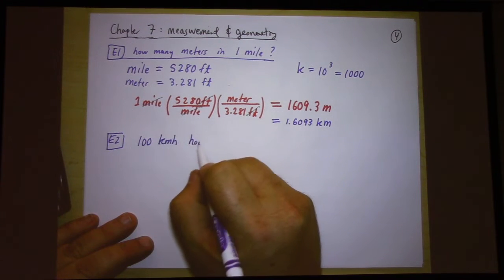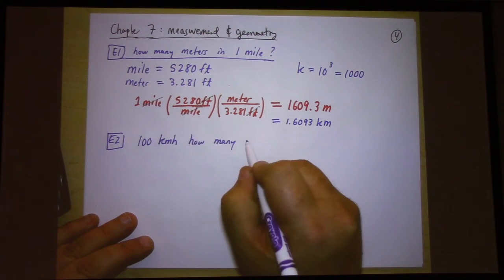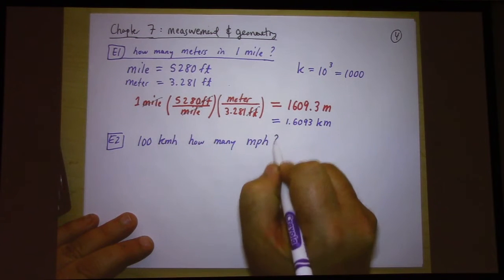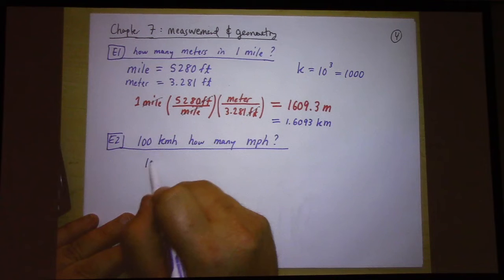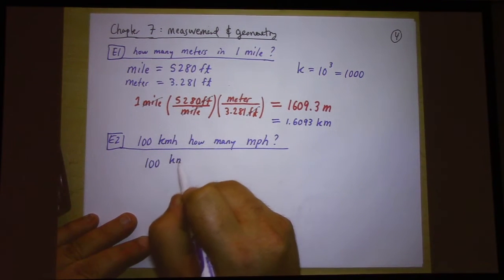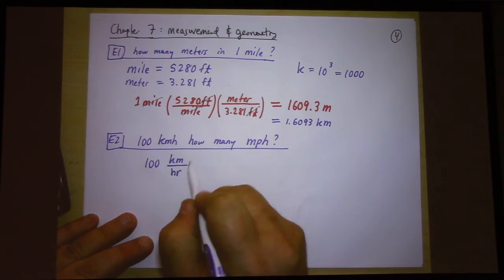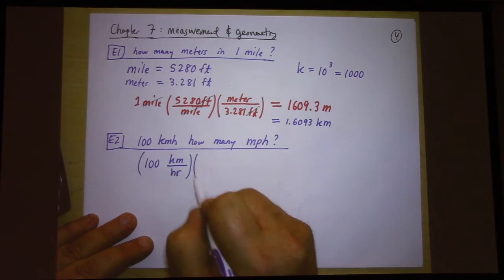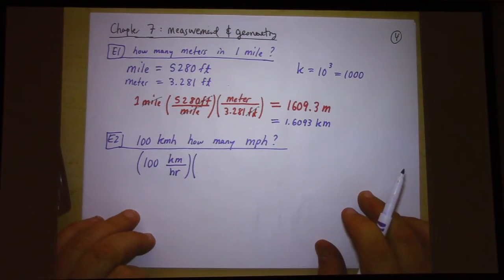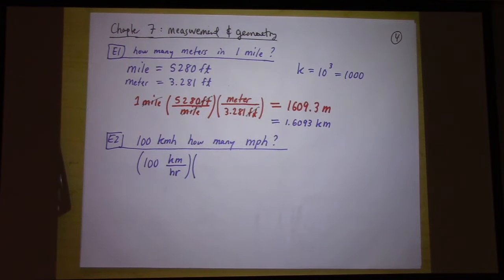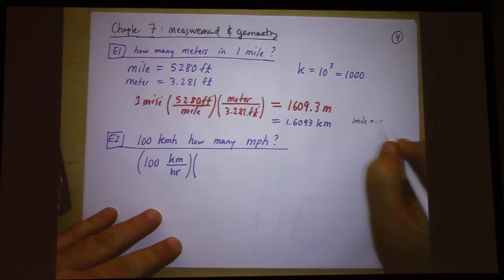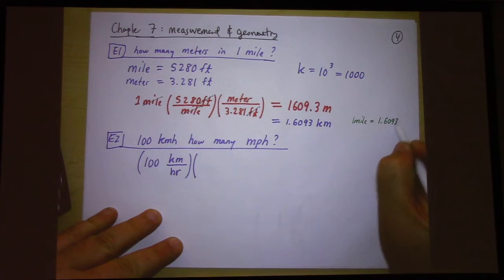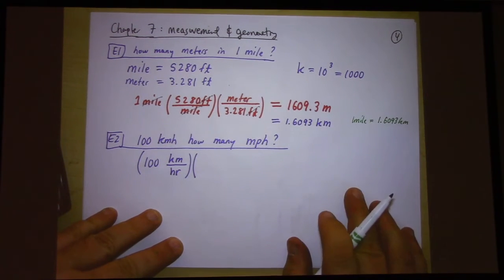How many miles per hour? How would you figure that out? So we've got like 100 kilometers per hour. And if I want to convert that to miles, what could I do? Use the previous example, right? The previous example, I just learned what? In the previous example, I just learned that 1 mile equals 1.6093 kilometers, right?